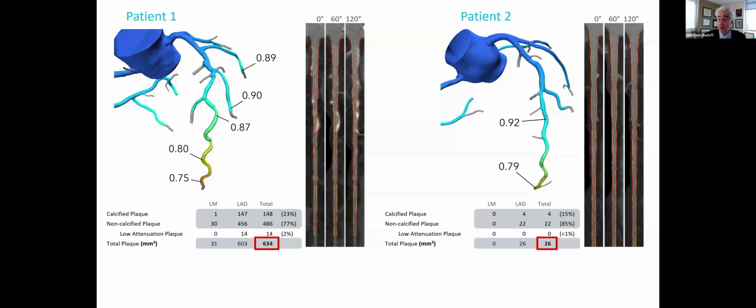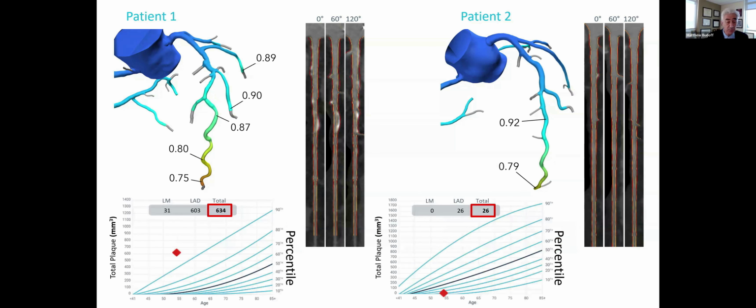On the right, the male had also a gray zone FFR-CT, but had very little plaque, with a total plaque volume of only 26. So very little plaque with no low attenuation plaque in his coronary tree. And if we look at where the woman was, she's way off the scale for her age and sex, and you can see a very high percentile of plaque. The man, on the other hand, a very low percentile of plaque, and differences that we would then treat based on the total plaque volume.